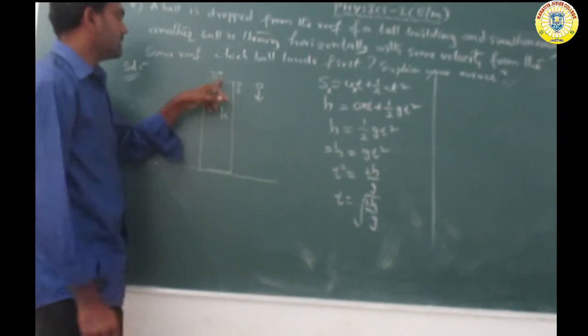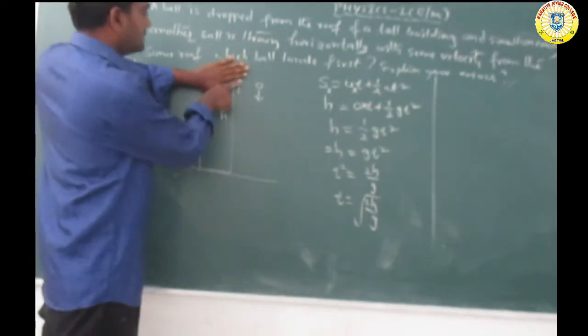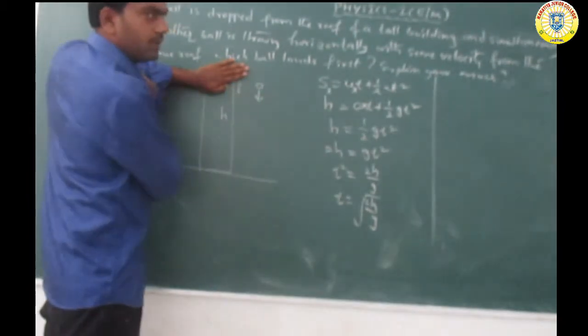Another ball is thrown horizontally with some velocity. But here the two balls are taken simultaneously, so here also it is just like the free falling ball.